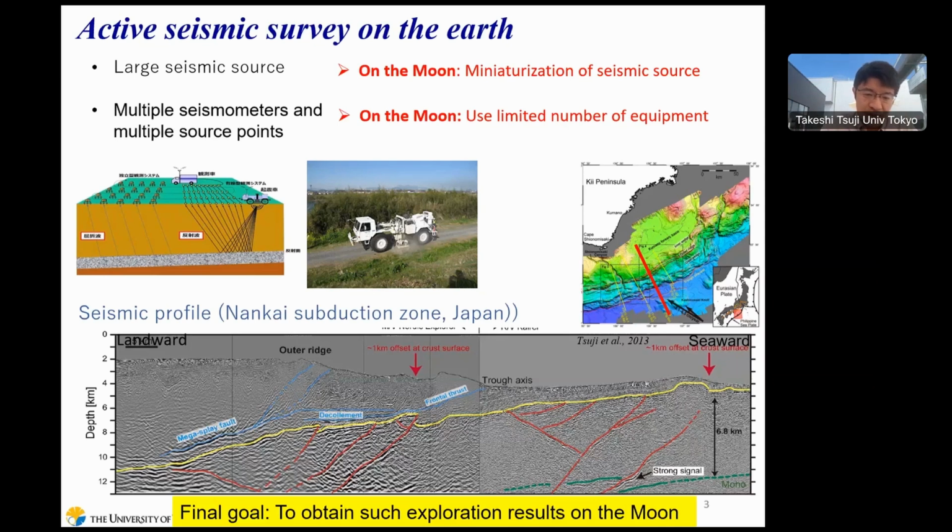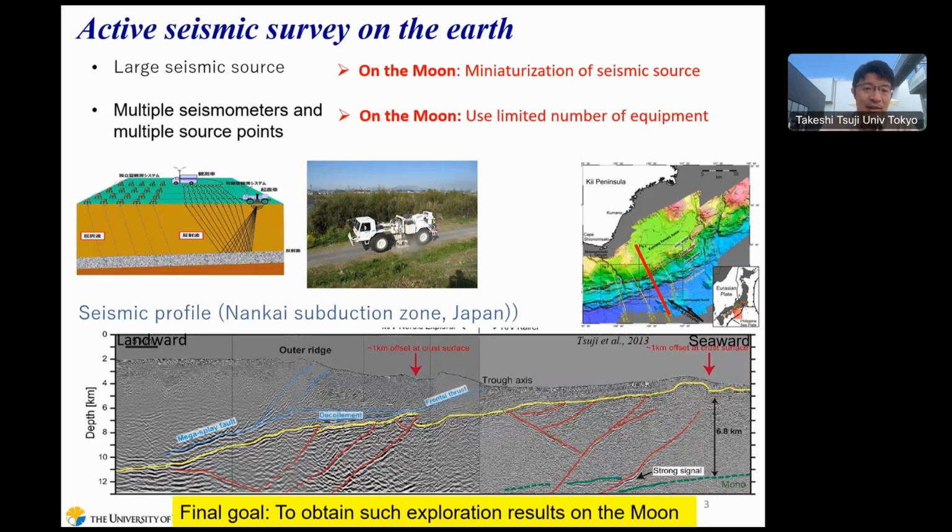This example is a reflection profile in the Nankai Trough, in the southern part of Japan, and we can observe the very deep fault distribution, the plate interface, and the Moho structure. The final goal is to obtain such geophysical images or information on the moon. Of course, the moon is probably more heterogeneous, so I don't know if we can obtain such a beautiful result, but we try to obtain that.